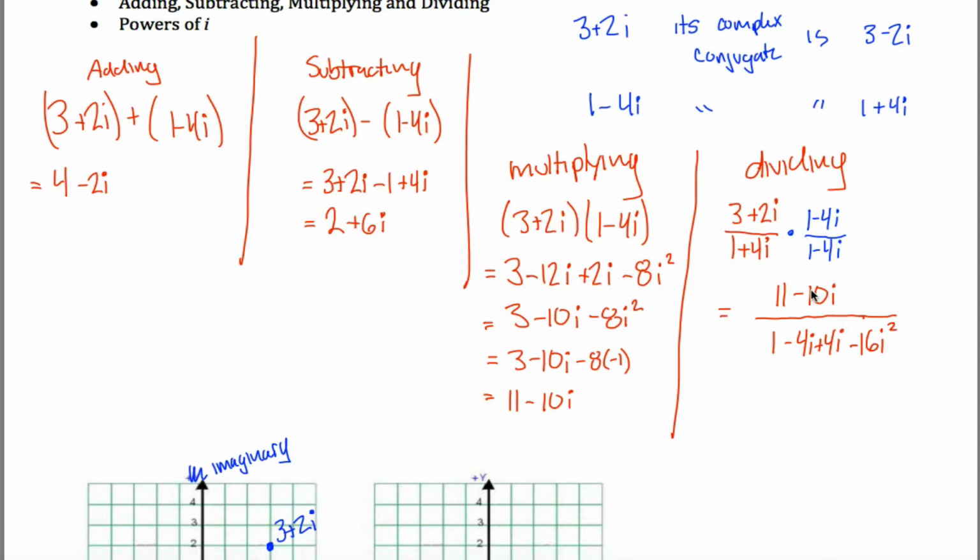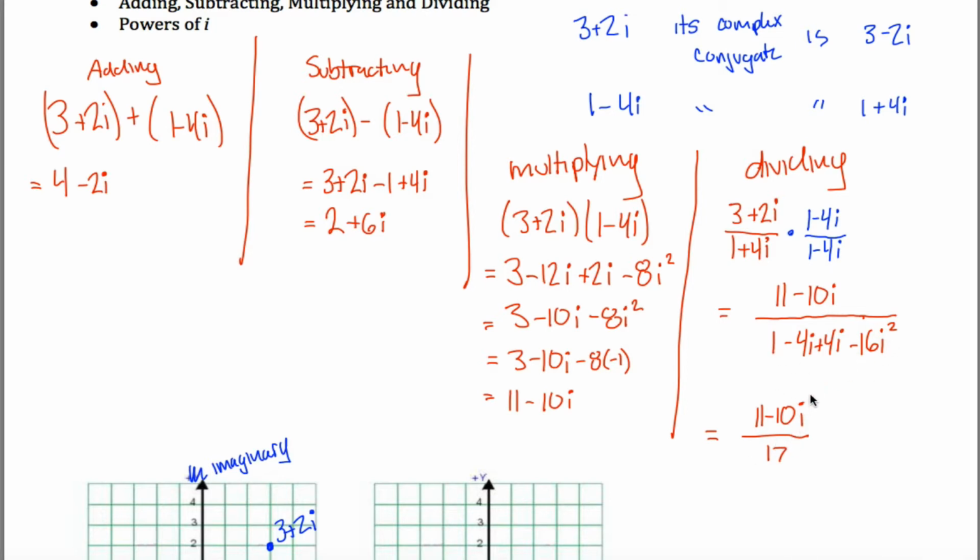That was not a coincidence. That'll happen anytime you multiply a number by its complex conjugate. So really what I have here is 11 minus 10i divided by 1 plus 16, aka 17. These canceled out. Negative 16i squared is negative 16 times negative 1, which is positive 16. Positive 16 and one more is 17.